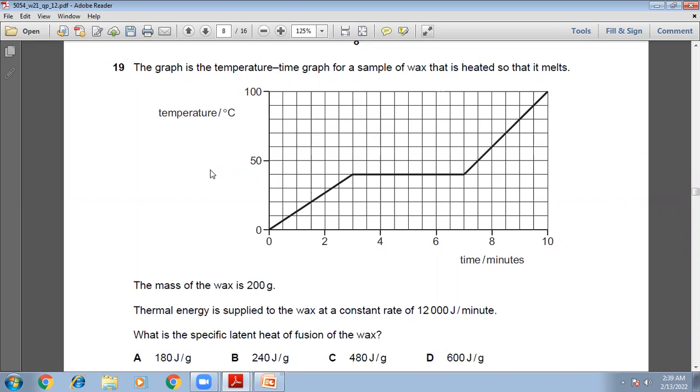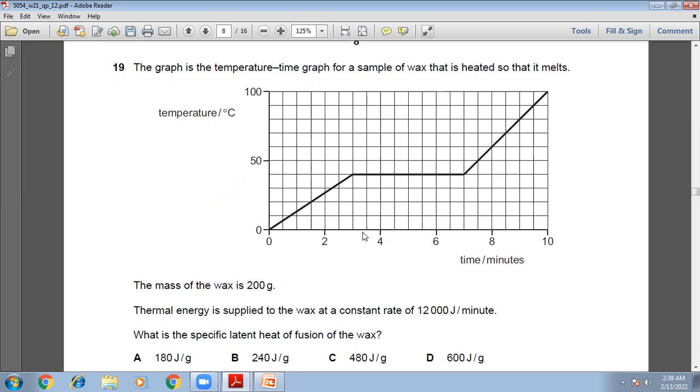The graph is the temperature-time graph for a sample of wax that is heated so that it melts. The mass of the wax is 200 gram. Thermal energy is supplied to the wax at a constant rate of 12,000 joules per minute. What is the specific latent heat of fusion of the wax?